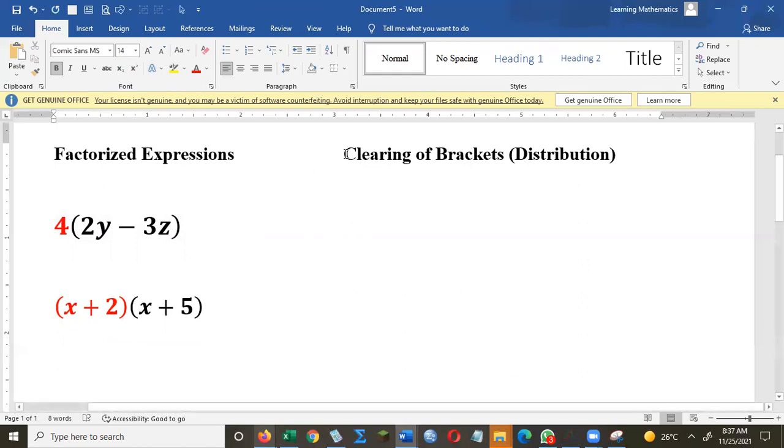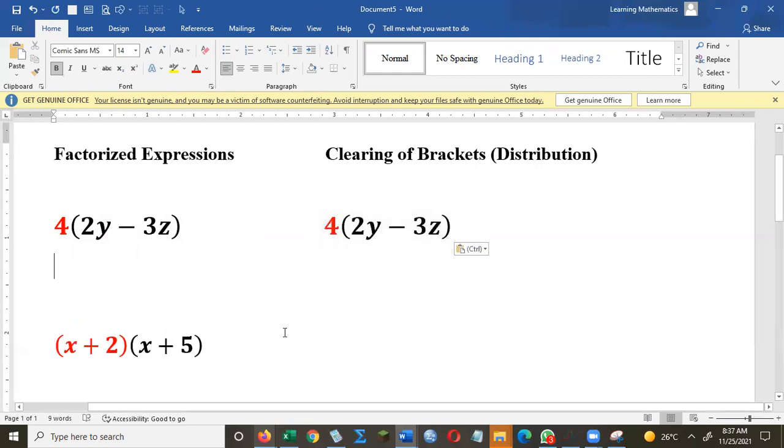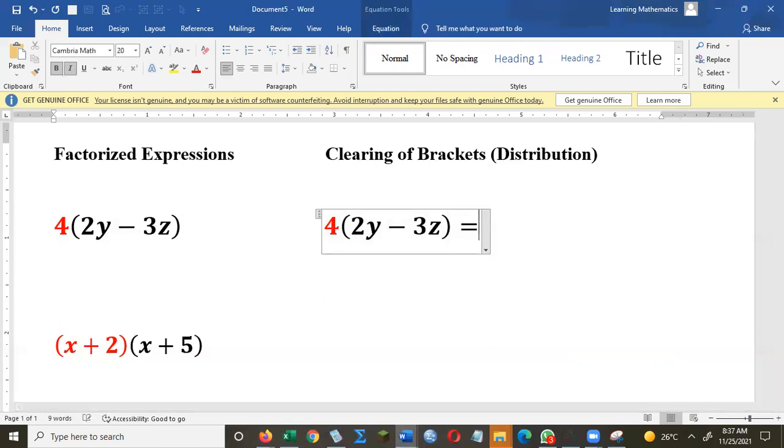I'm always comparing this with chalk and board, and you cannot do all of this on the chalk and board. And plus it's being recorded, so you can replay it. Okay. So now we're going to clear the brackets. So let me show you the process.